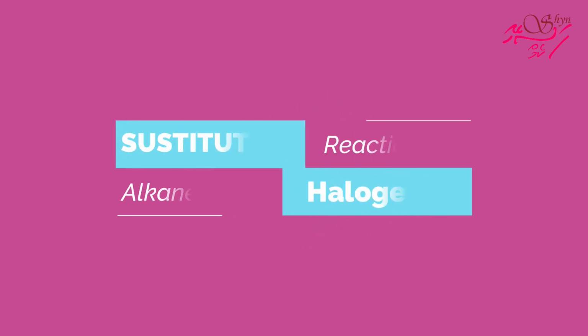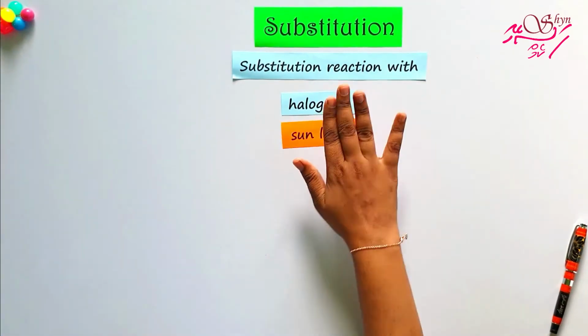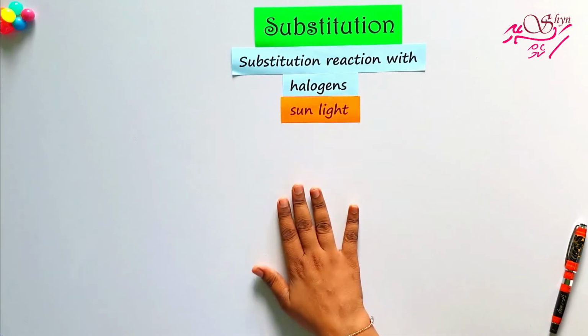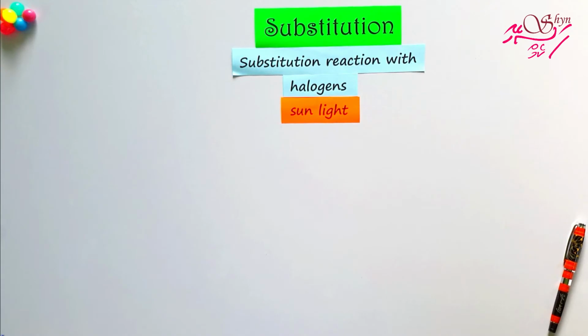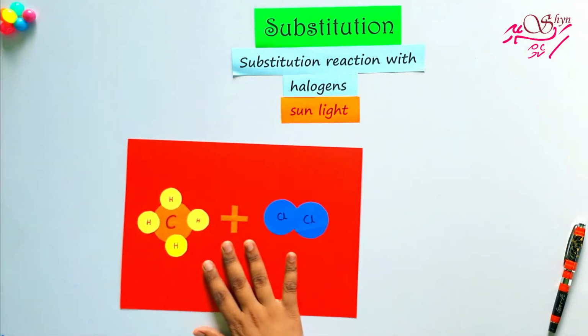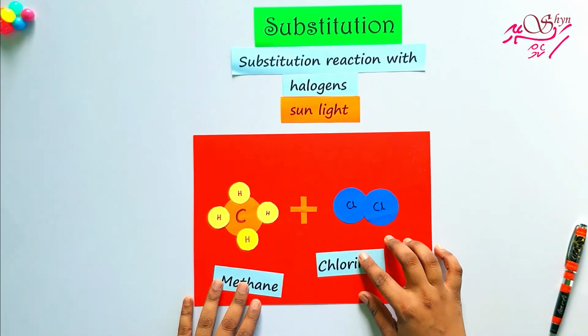Now let's look at substitution reactions with halogens. Alkanes undergo substitution reactions with halogens, and this is a photochemical reaction, which means it requires sunlight for the reaction to occur. Let's look at this reaction. Reaction of methane with chlorine in the presence of sunlight. Here, methane is reacting with chlorine.